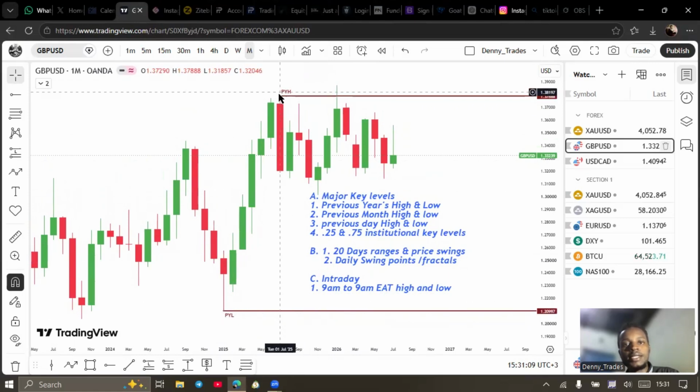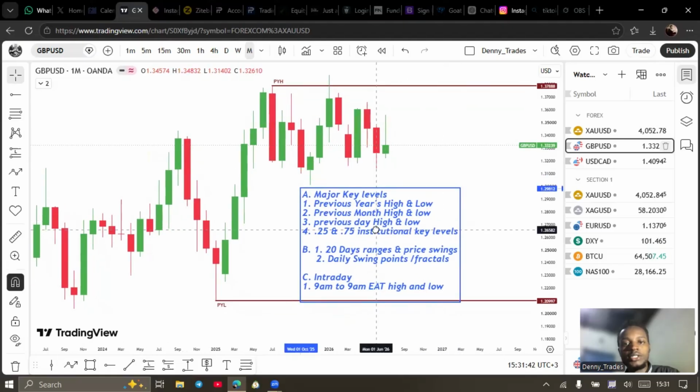So when price is inside the previous year's high and low, it's going to do one thing. It's either going to first go for the previous year's high or go for the previous year's low. Okay, but we see when January started, it started by going above the previous year's high, then closing inside the range, which means a potential reversal.